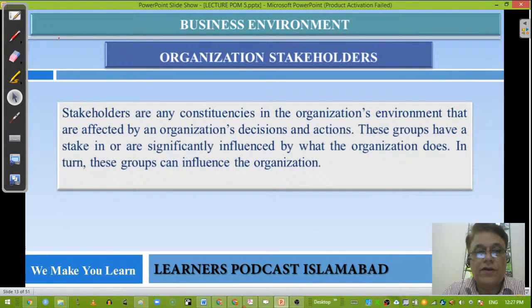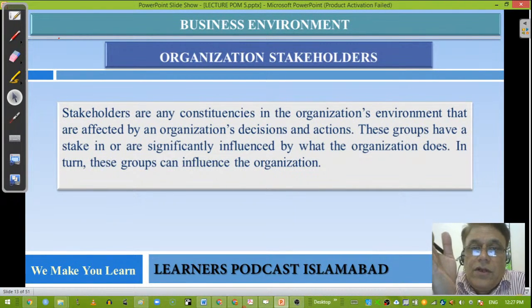Another very important and interesting formation of these environments is in the form of the stakeholders. You cannot place all these stakeholders in any one of these environments. You cannot say that these stakeholders belong only to the internal environment, or the task environment, or the general environment. So these are the stakeholders. They have certain common characteristics.